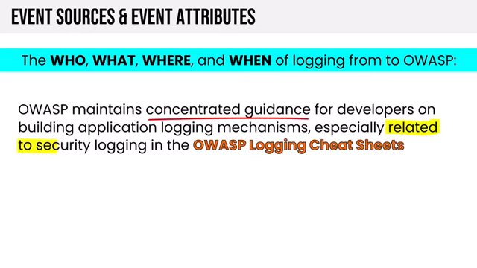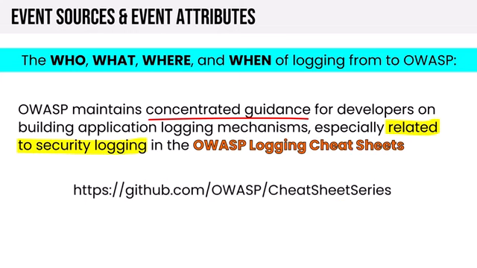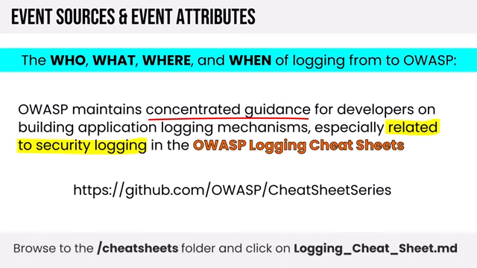And you can find this OWASP guidance in the OWASP logging cheat sheets that they maintain for developers on building application logging mechanisms, especially related to security logging. You'll find these cheat sheets on GitHub at the URL you see here. I've also included that URL in the video description. You simply go to that URL, browse to the cheat sheets folder, and click on the logging cheatsheet.md. That's a markdown file.